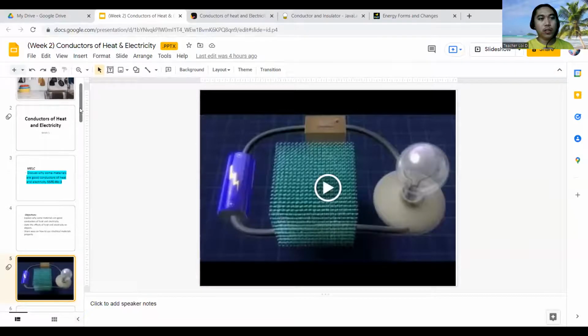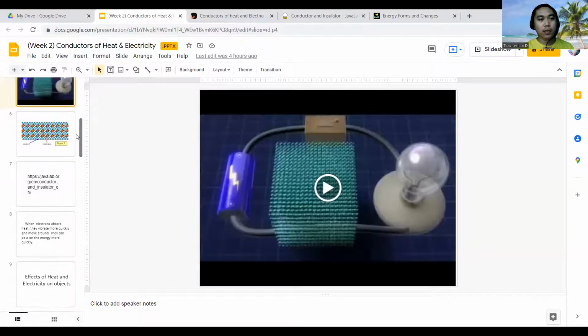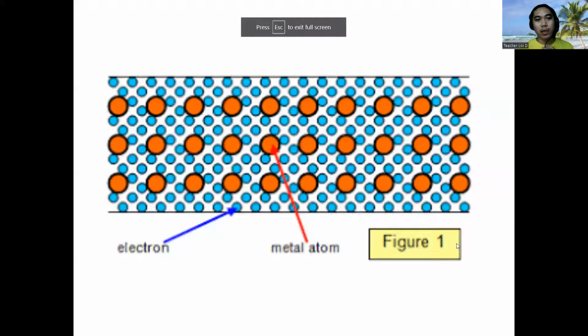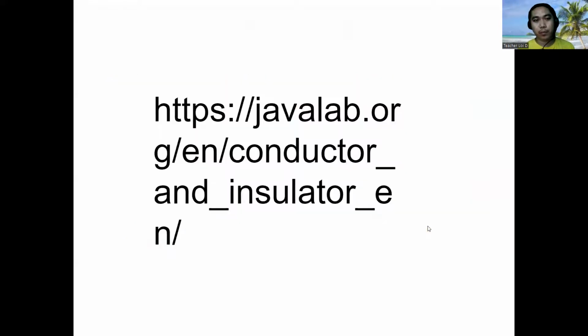And then, proceed na tayo sa illustration. Okay. Yan. Ito po yung atom. Metal atom. Sa lahat ng materials, object mayroong atom. Pero tingnan natin yung sa figure number 1. Ito po yung metal atom. Ito po yung protons and electrons. Yan, binubuo tayo ng atom. So let us watch this.